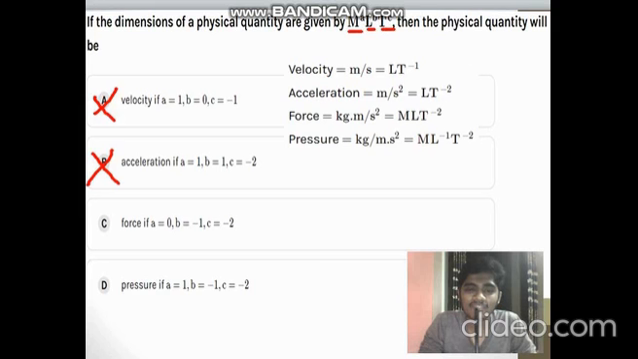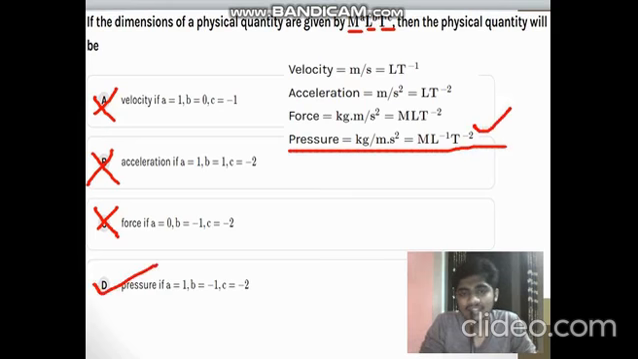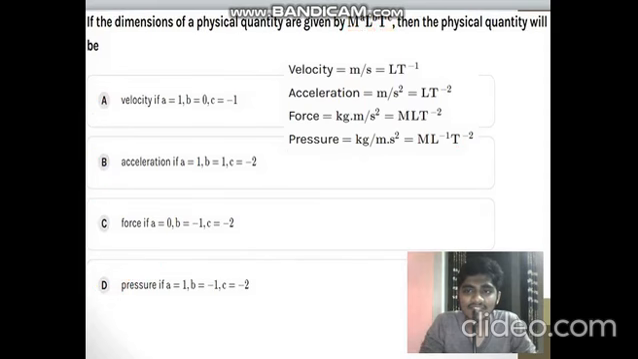Talking about force, if a = 0, then this becomes 1, so this disappears. Then L^-1 T^-2. No, that's also not right. Talking about pressure, M = 1, a = 1, L^-1, T^-2. So when you talk about pressure, the dimensions are M L^-1 T^-2, so that is the right answer. Pressure is force by area. So when you write force by area, you must get these dimensions, and that is possible only from this option. So that is the answer.